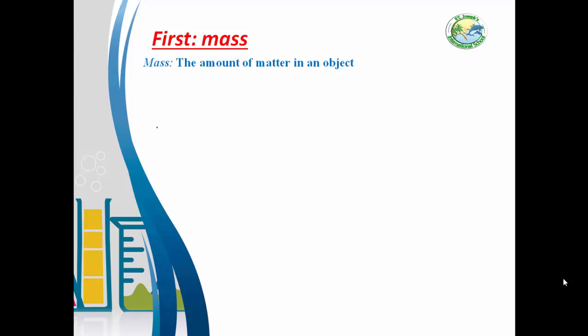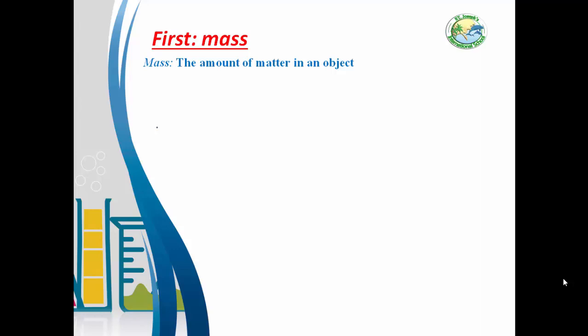The second property: all matter has mass whatever their physical state. If this matter is in solid state, it has mass. If this matter is in liquid state, it has mass. And also if it is in gaseous state, it has mass. So all matter has mass whatever their physical state.